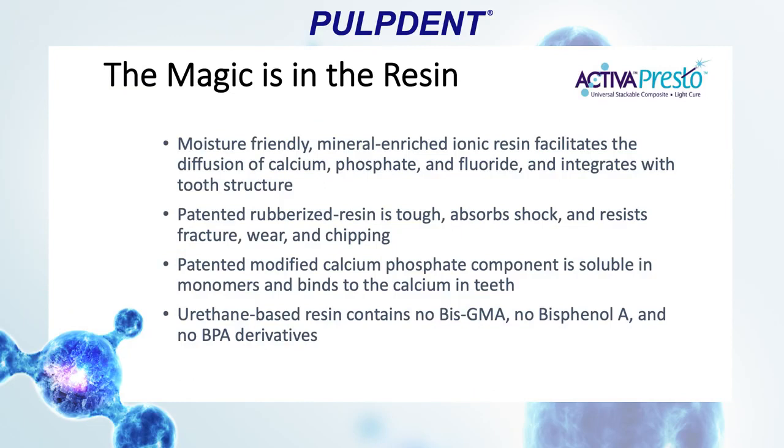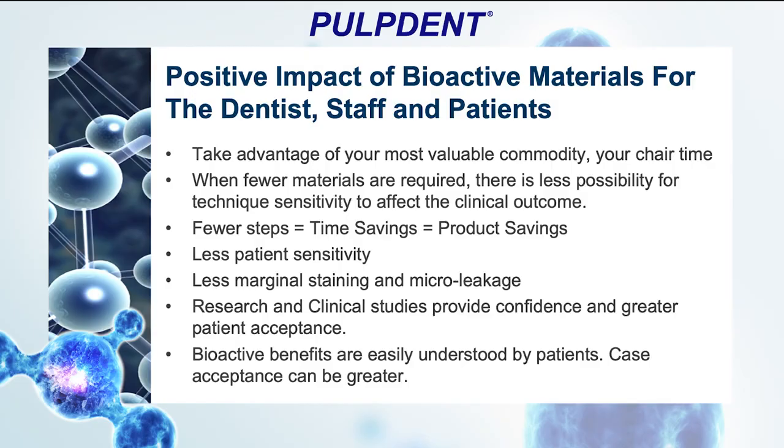The magic is in the resin. Moisture-friendly, mineral-enriched ionic resin facilitates the diffusion of calcium, phosphate, and fluoride that integrates with tooth structure. Patented rubberized resin is tough, shock-absorbing, and resists fracture, wear, and chipping. Patented modified calcium phosphate component is soluble in monomers and binds to the calcium in teeth. Urethane-based resins contain no bis-GMA, no bisphenol A, and no BPA derivatives. Positive impact of bioactive materials for you, your staff, and your patients.